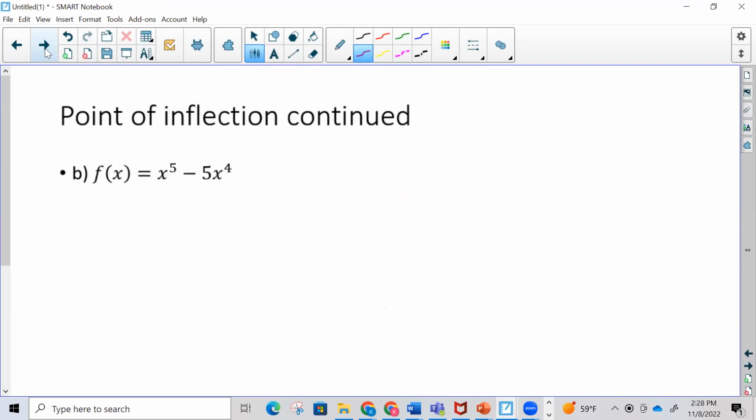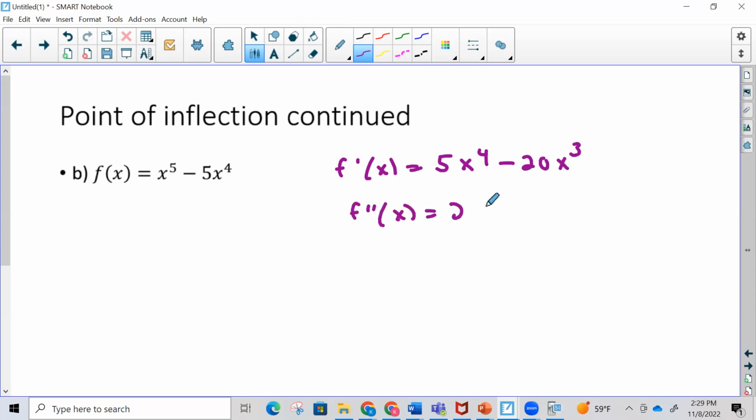Okay, so let's look at one more example. Let's find the points of inflection of this one. So we're going to, again, find the first derivative. Then we're going to find the second derivative. Okay, we're going to find the possible points of inflection. The possible points of inflection are where the second derivative is equal to 0.